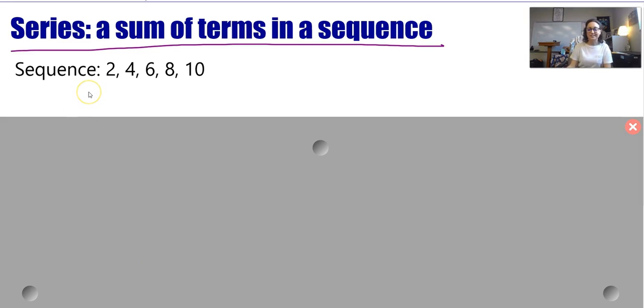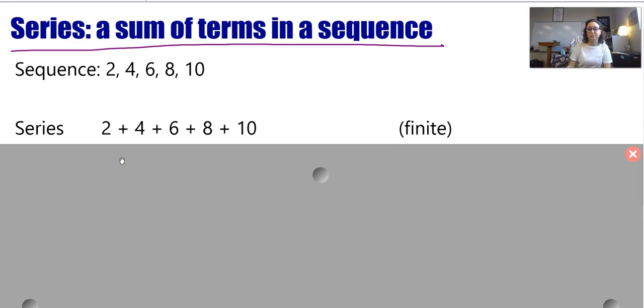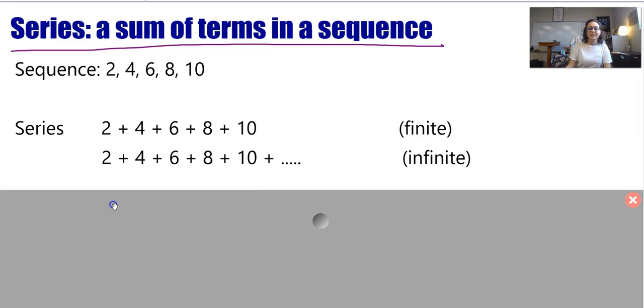All right, so if our sequence is 2, 4, 6, 8, 10, our series would be 2 plus 4 plus 6 plus 8 plus 10. Your series could be finite, where it would just end there at your plus 10. It could also be infinite, where you could have 2 plus 4 plus 6 plus 8 plus 10 plus dot dot dot and go on forever, okay?